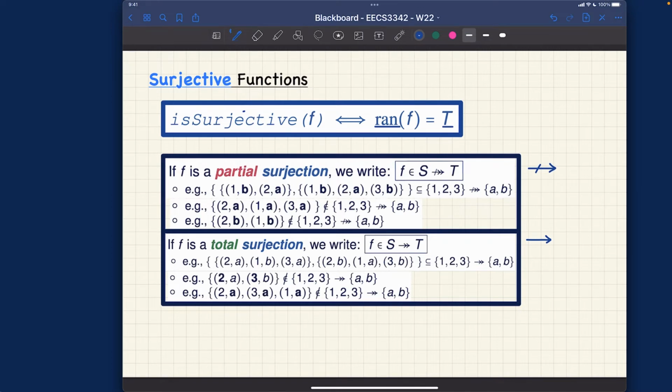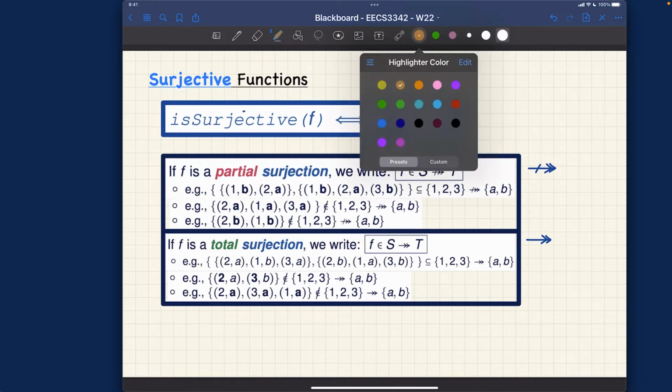So the way we write it would be exactly like that. We just put an extra arrowhead, a double-headed arrow, over here. So this is the partial surjection with two heads, and this is the total surjection, also with two heads. You can see this is the symbol for partial, and that's the symbol for total. A partial surjection and a total surjection. All right, let's now go over the examples together.